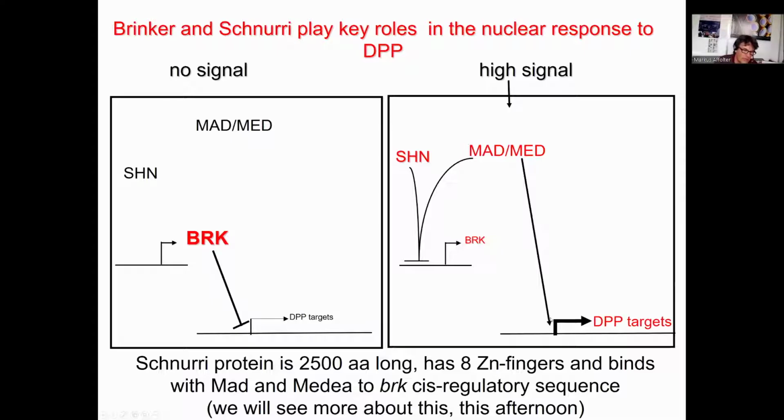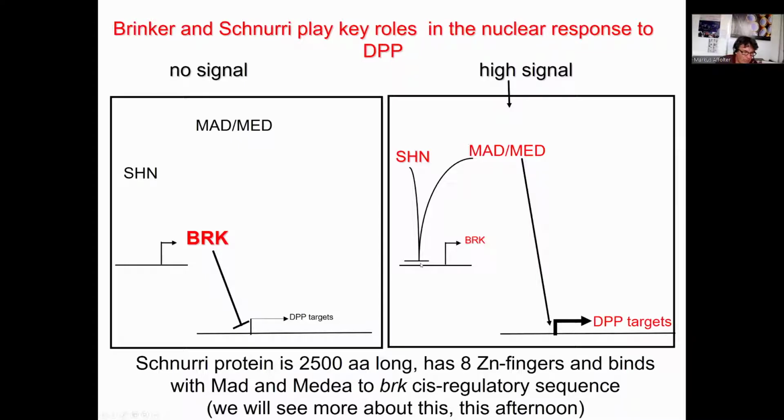And Schnurri, our famous Schnurri, we had worked on, published a lot of nice papers, a Cell paper and so on. Schnurri, its essential role, but we didn't understand it molecularly. Suddenly we had a good role for Schnurri. If Schnurri is required for MAD Medea to repress Brinker, then it has exactly the effect that DPP signaling cannot turn on. If you don't have Schnurri, MAD and Medea cannot repress Brinker, so we revert to the no signal situation.